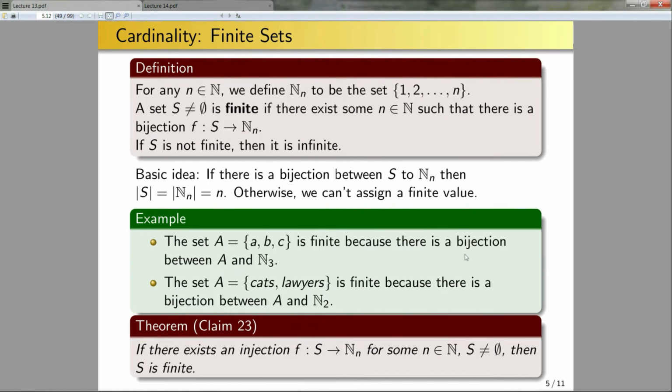Okay, so how am I going to prove this? Well, if there exists an injection f from S to N sub n, then I need to show that that implies that there's also a bijection, say g, from S to N sub m, where m is something that could potentially be smaller than n.